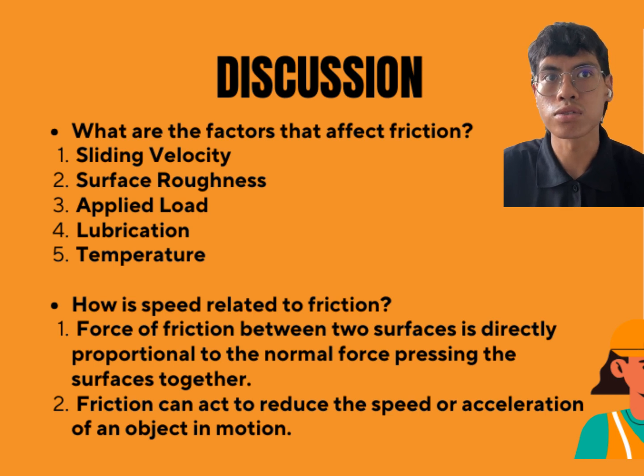And next, from the discussion, how speed is related to friction. So first, the force of friction between two surfaces is directly proportional to the normal force pressing the surfaces together. And the second one is that friction can act to reduce the speed or acceleration of an object in motion.